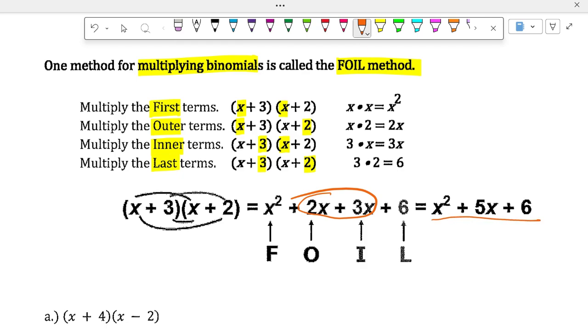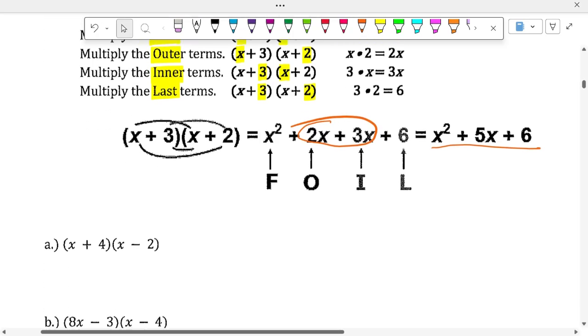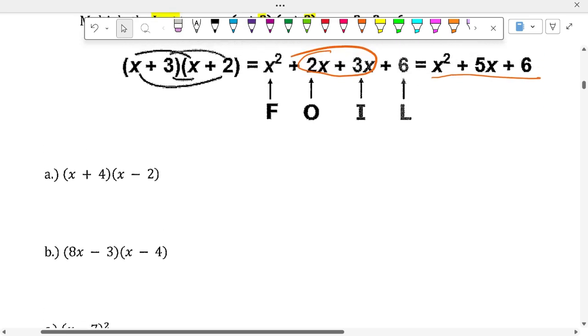Now remember, this is one of two methods that you can use for multiplying binomials. What's the other one? What's the other method that you typically use to multiply polynomials together? So FOIL's one. What's the other one? Okay, we'll come back to it.